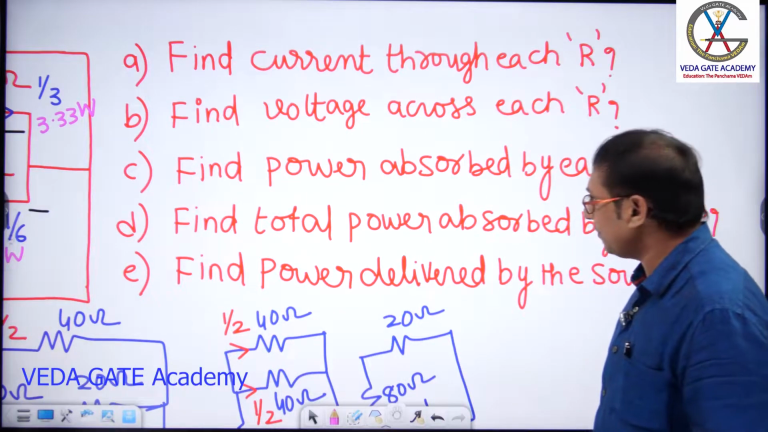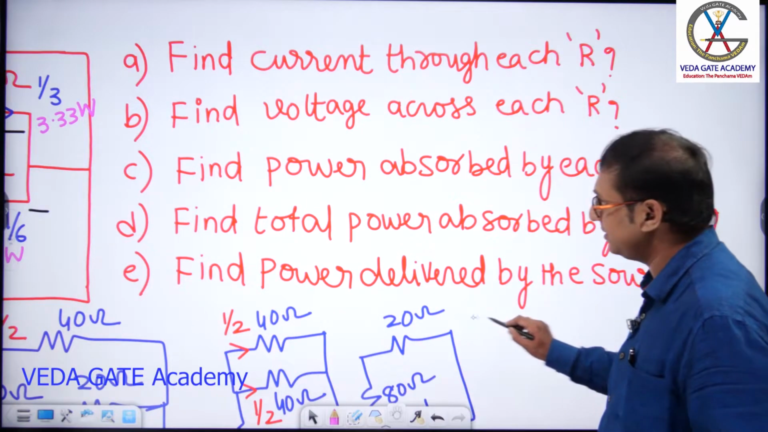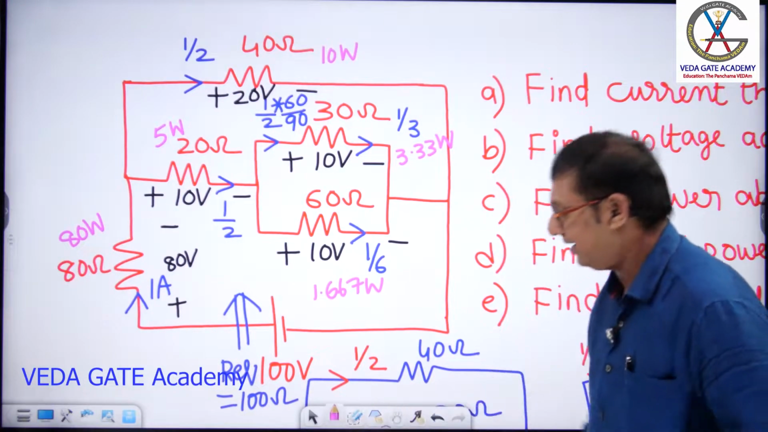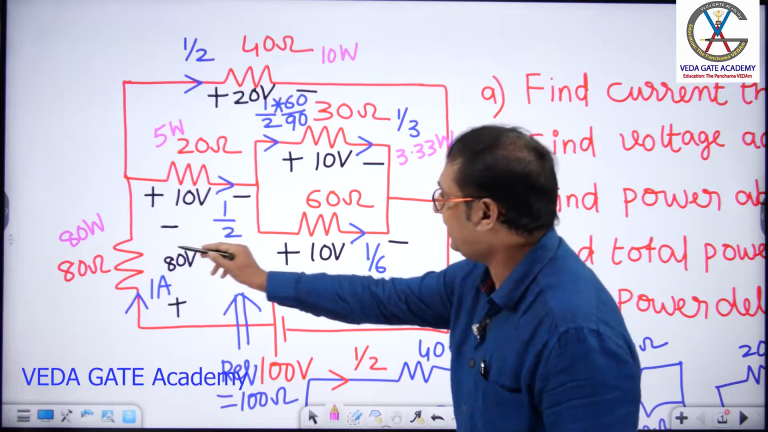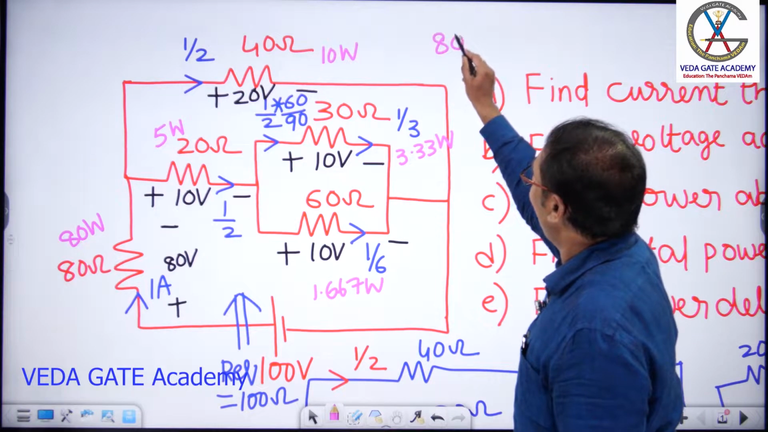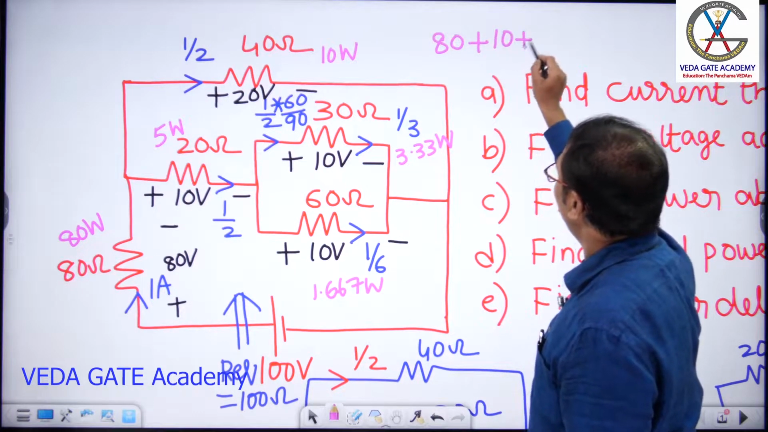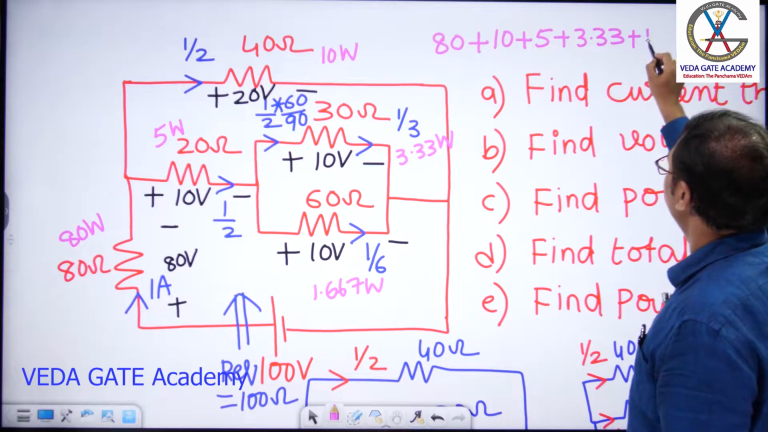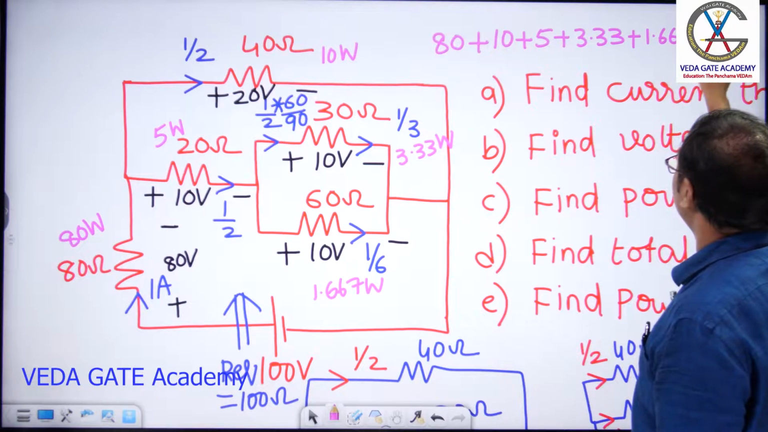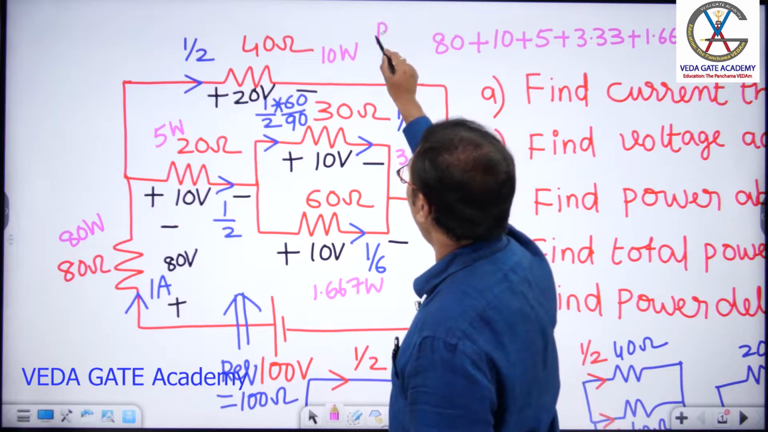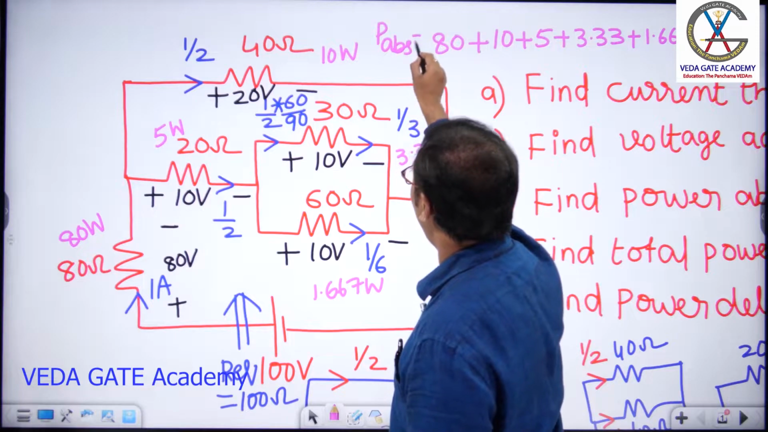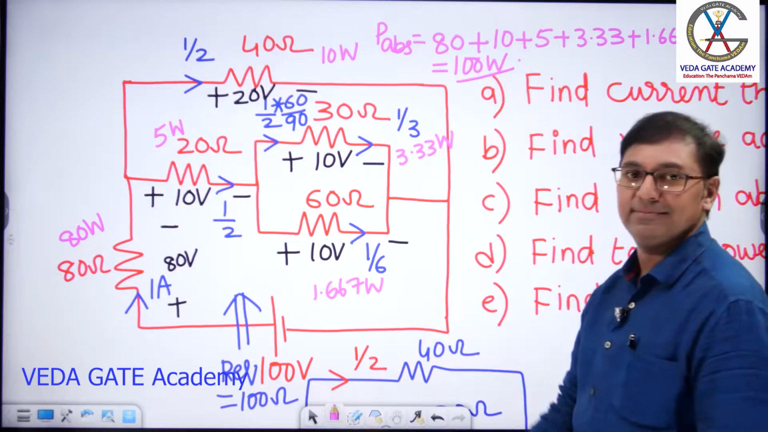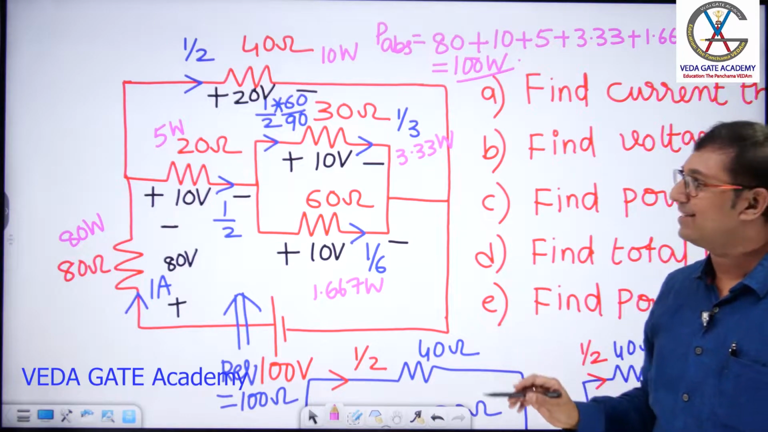If you want to find power absorbed by all the resistors, let us add the power absorbed by all the resistors. Add all the pink powers. How much are you getting, sir? 80 plus 10 plus 5 plus 3.33 plus 1.667 watts. This is the power absorbed by all R's. If you calculate this, you will get 100 watts.